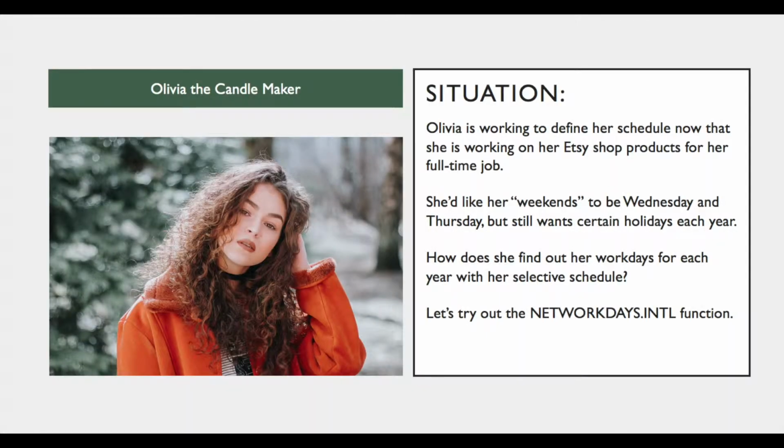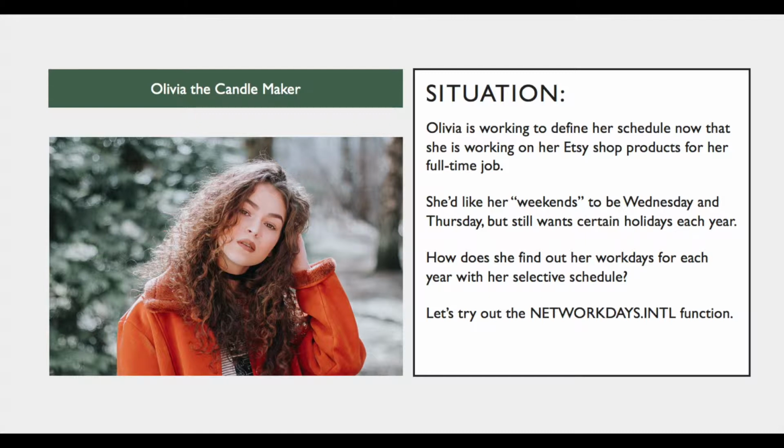Excellennial here with another story-based Excel tutorial, and today I'm going to be talking about Olivia the Candlemaker. Now, Olivia is working to define her new schedule now that she's working on her Etsy shop products for her full-time job. She'd like her weekends to be Wednesday and Thursday, but she still wants certain holidays off each year. How does she find out her work days for each year with her very selective schedule?